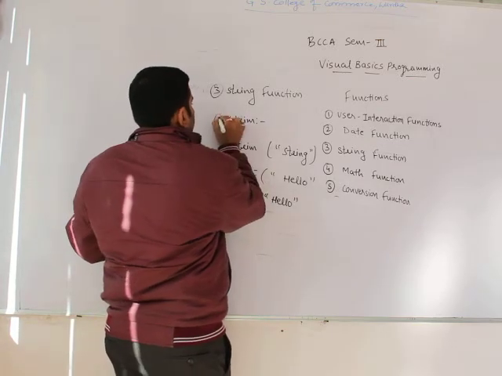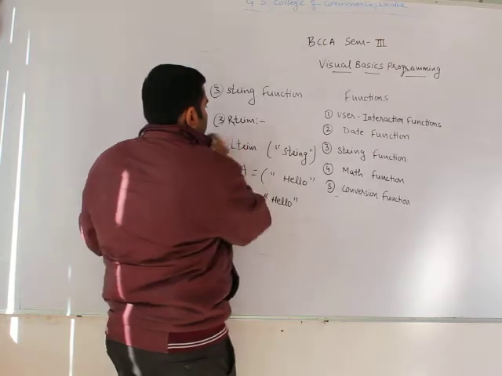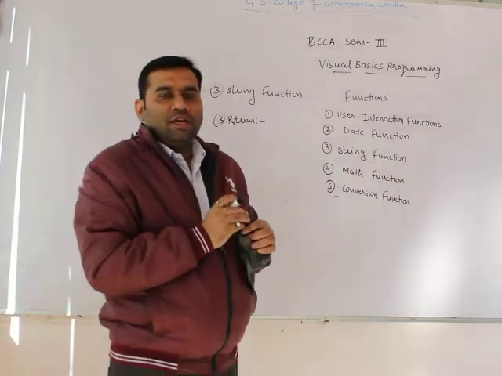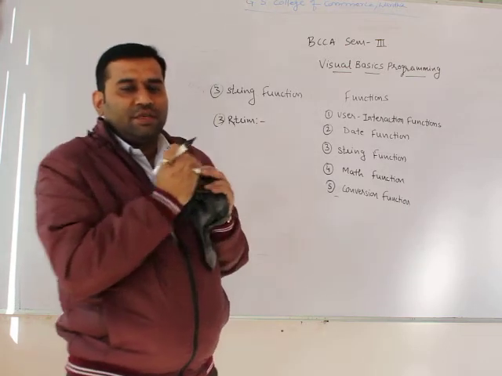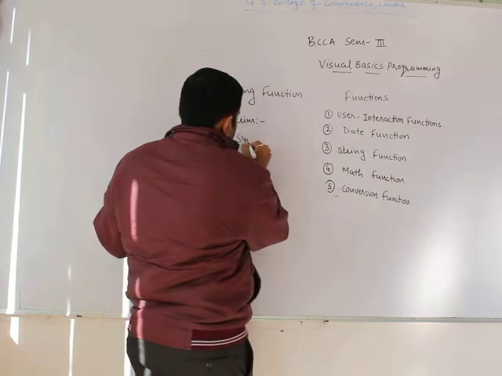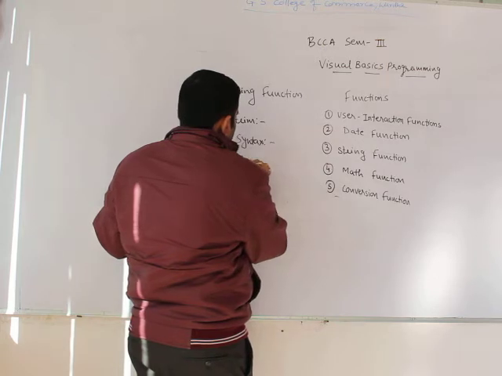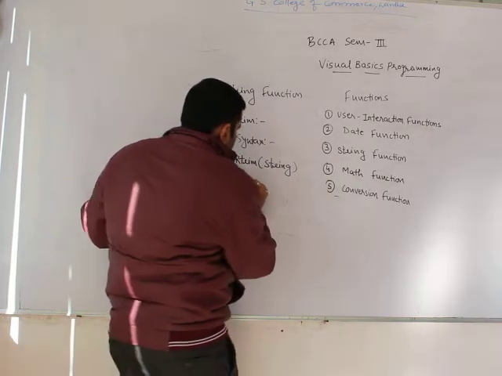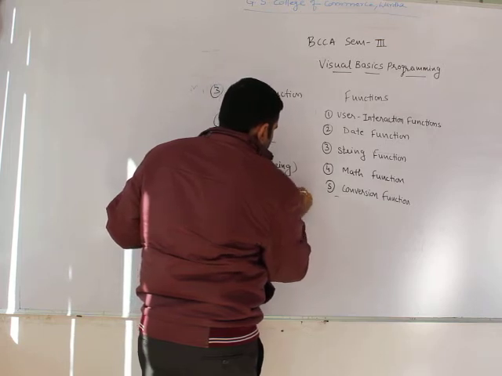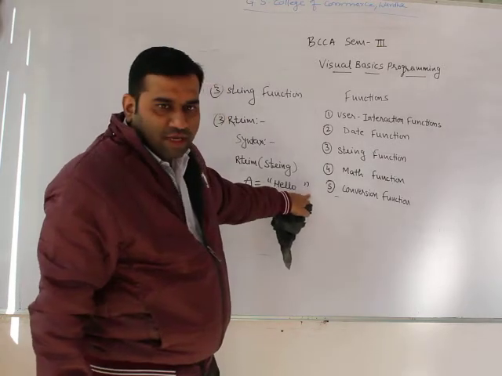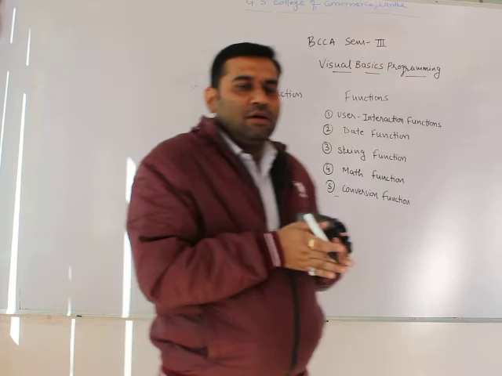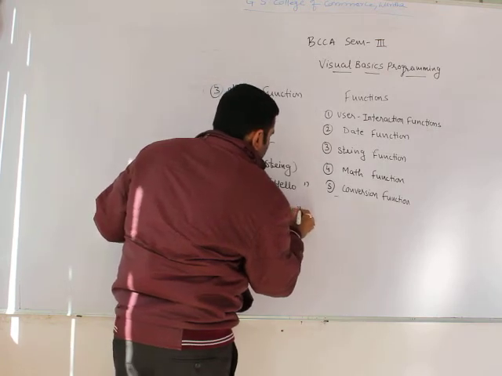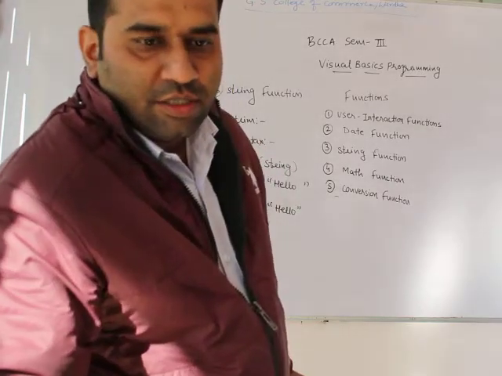Third is RTrim. This function is used to remove the trailing spaces. It returns the string after removing the spaces from the right side. The syntax is RTrim. A equal to hello with spaces on the right side. The output removes the spaces from the right side, equal to hello. In this way the RTrim function is used.